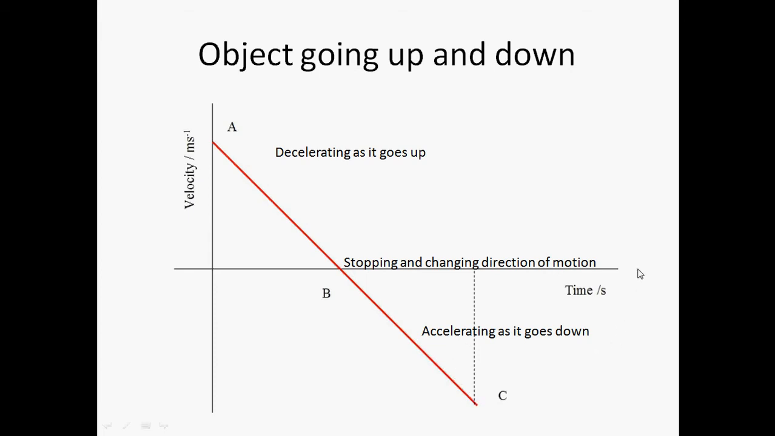So this is an example of a velocity time graph where people can sometimes believe there is deceleration throughout the whole motion, but actually think about numbers.